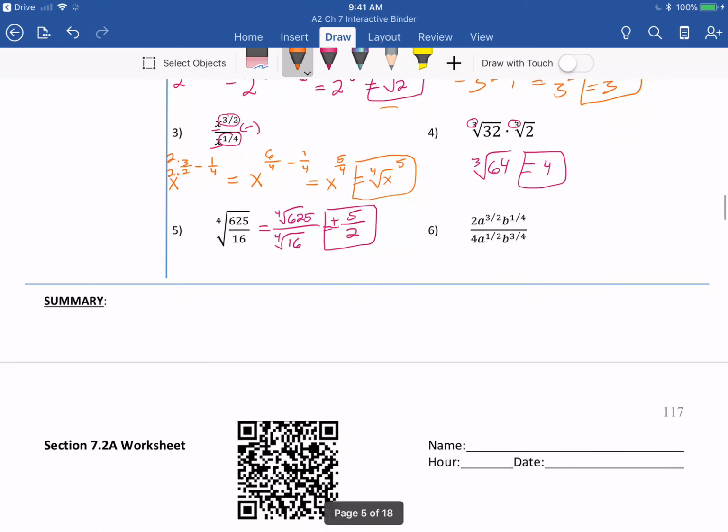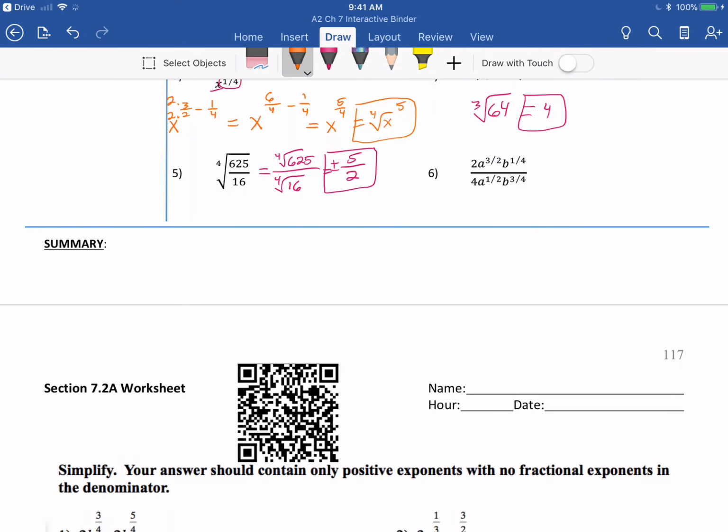All right, number 6 is kind of the long one here. So really, you have to take these guys, and since I have a on the top and a on the bottom, I can subtract these two, and I can subtract these two here. So let's write that out, and I can notice here that 2/4 simplifies to 1/2. All right, so I have 1/2, and then I have a to the 3 halves minus 1/2. And then b to the 1/4 minus 3/4.